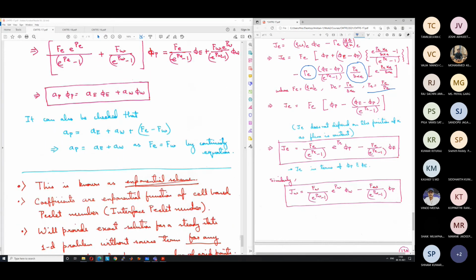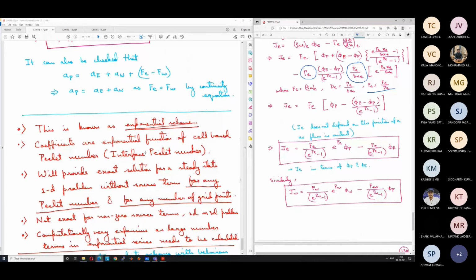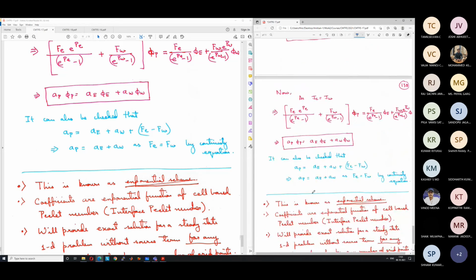So we have derived a scheme where we found the values of AP, AE, and AW based on our exponential solution. This scheme is known as the exponential scheme, and the coefficients are exponential functions of the cell-based Peclet number. Okay, let me keep the scheme open here. Coefficients are a function of the cell-based Peclet number.